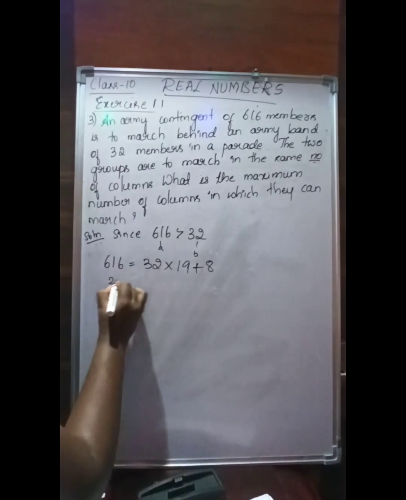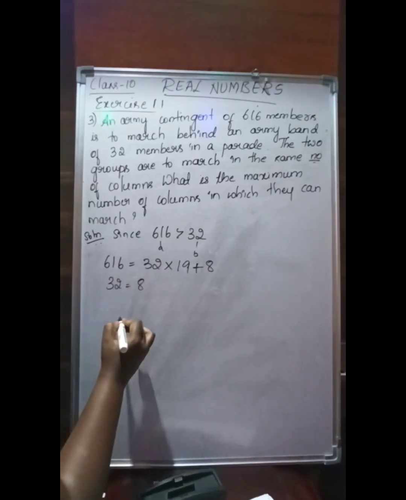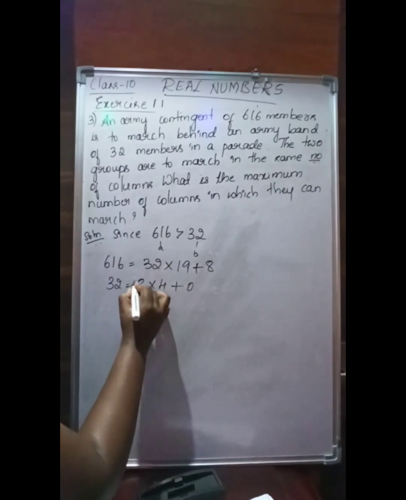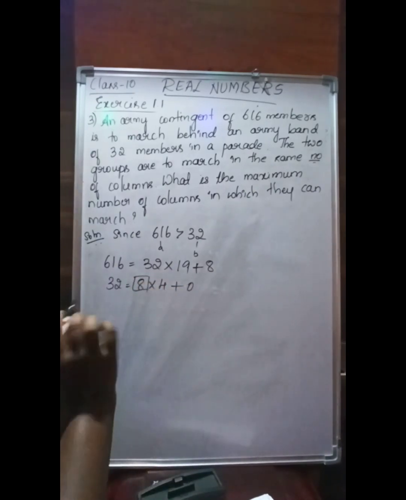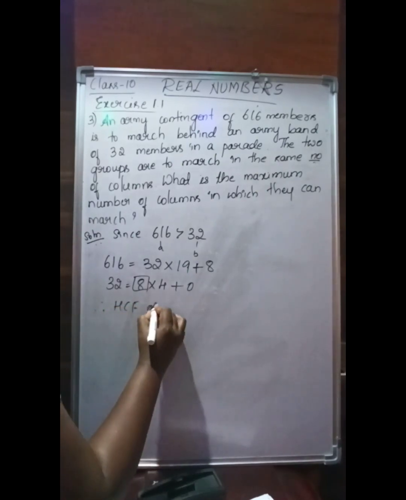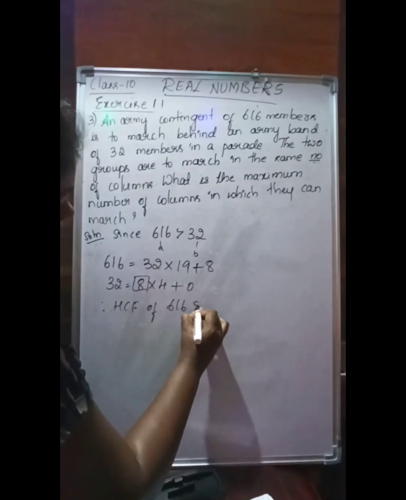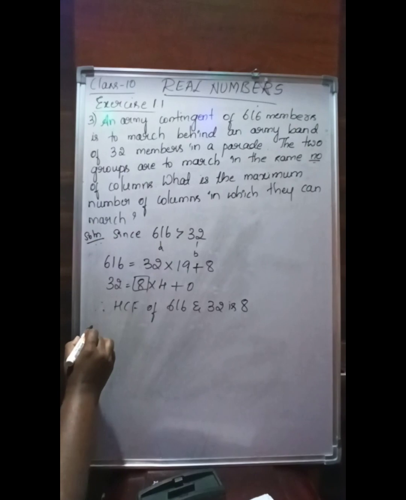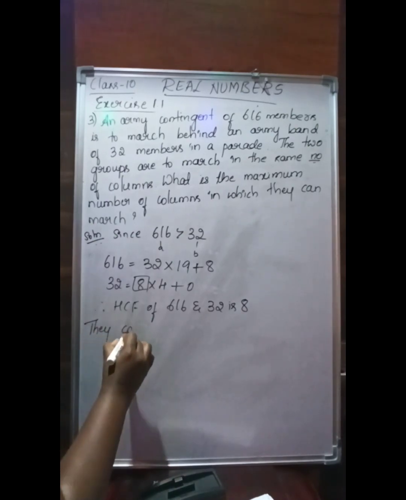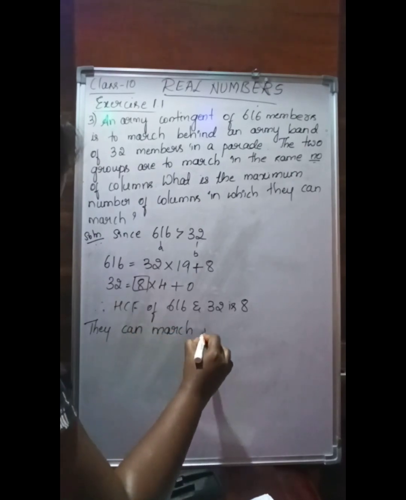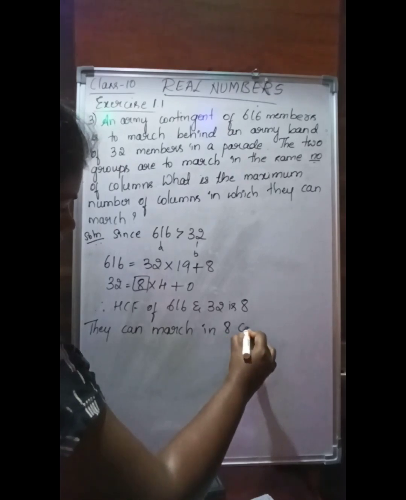Now consider 32 as A and 8 as B. So 8 into 4 is 32, right? And the remainder is 0. So 8 is the HCF of these two numbers. Therefore HCF of 616 and 32 is 8. So they can march in 8 columns.